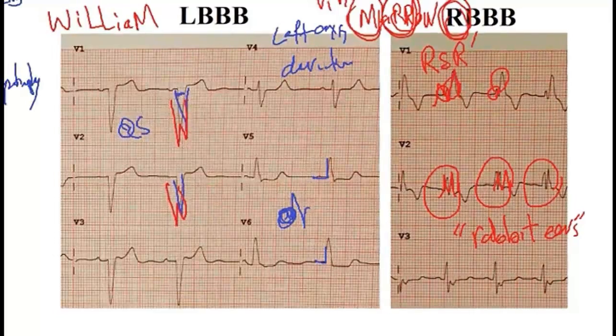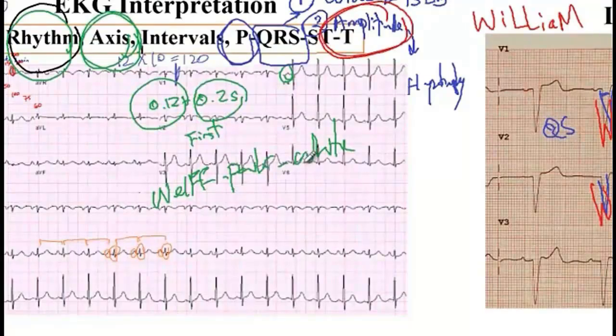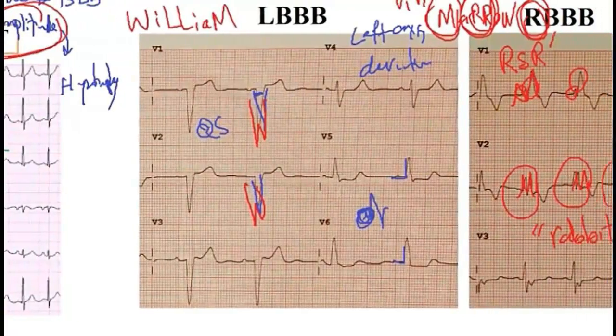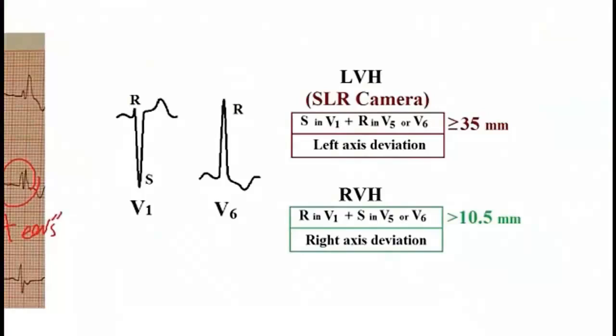Now back to the first EKG that I showed you. I mentioned that the QRS can tell you about how wide it is, and second, about the amplitude. How wide it is will tell you about the bundle branch block, which we just discussed, left versus right. Next, I would like to discuss ventricular hypertrophy. So here we have left versus right ventricular hypertrophy.